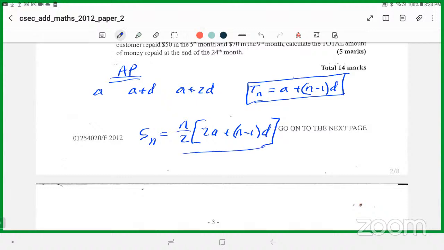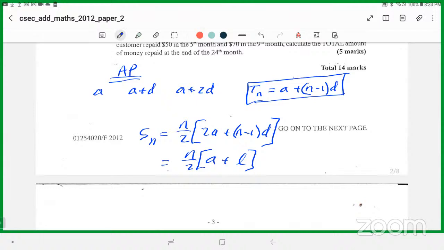So this is basically where you add up all the terms. If you have n terms and you add up all of them, this is the expression. Another simple way of writing this formula, which is not on the formula sheet, is this: n over 2 into a plus the last term. So if you know the first term and the last term, this can be used as well.